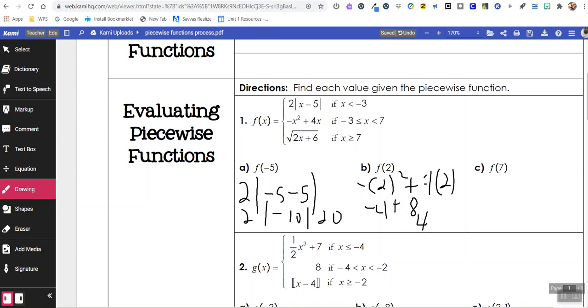And then for the other part, f of 7. Most people think you're going to plug it into the middle, but you have to plug it into the bottom because it has to be greater than or equal to. So you go square root of 2 times 7 plus 6. That gives me radical 20, and if I break down radical 20, I believe that gives me 2 radical 5.